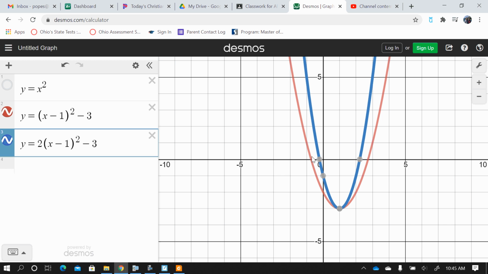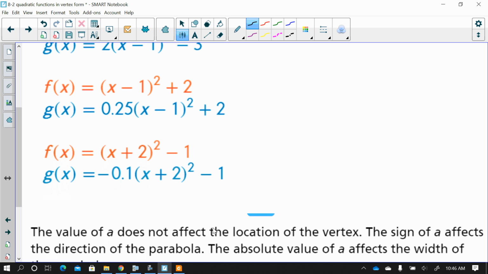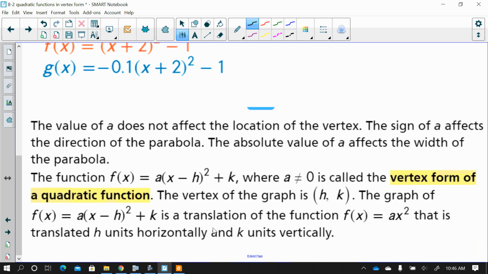So how did I get from the red to the blue? Well, notice the blue is quite a bit skinnier. Just like we talked about in 8-1, putting a into the equation makes my graph skinnier or wider. And the same thing happens with those. The value of a does not change our vertex.